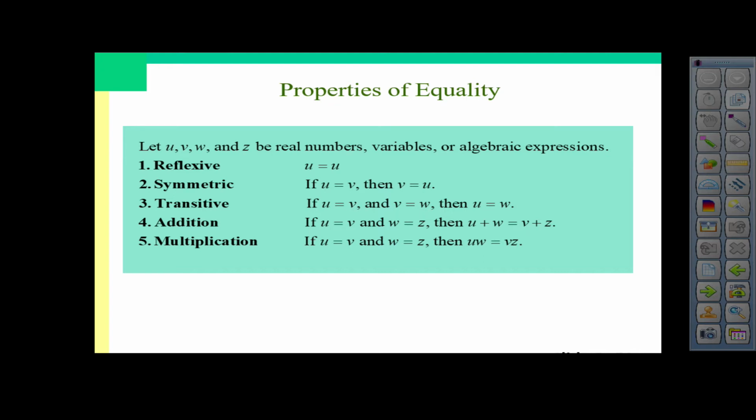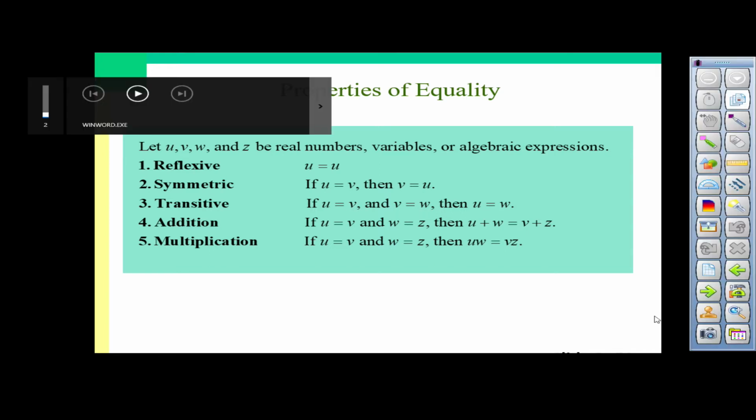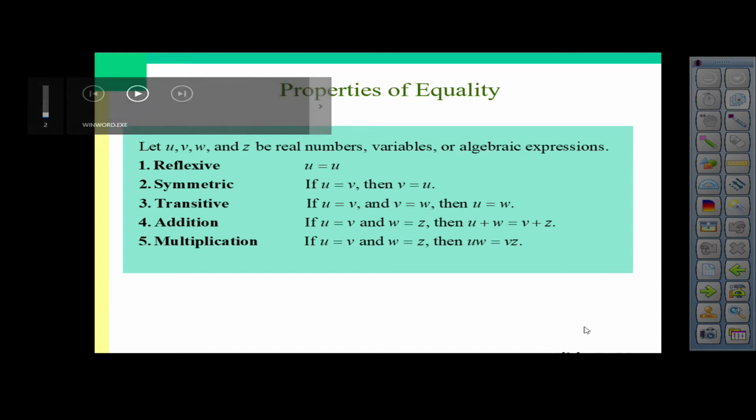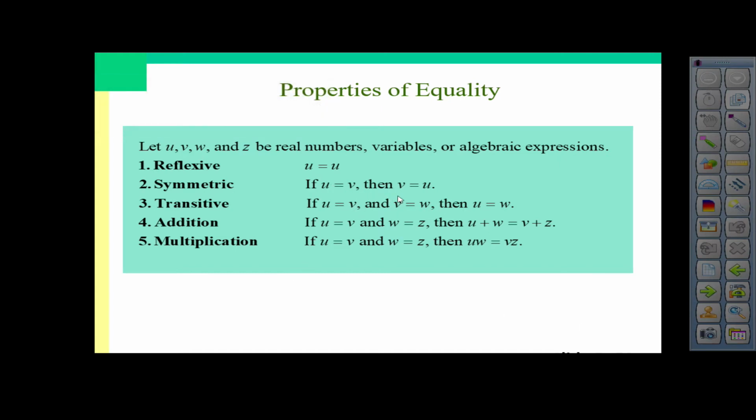Some properties. The first one is called reflexive property, where you say 5 equals 5. That's called reflexive. X equals X. Symmetric would be U equals V, then V equals U. Like X equals Y, that means Y equals X. Transitive: U equals V, and V equals W. Hence, U will also be equal to W.